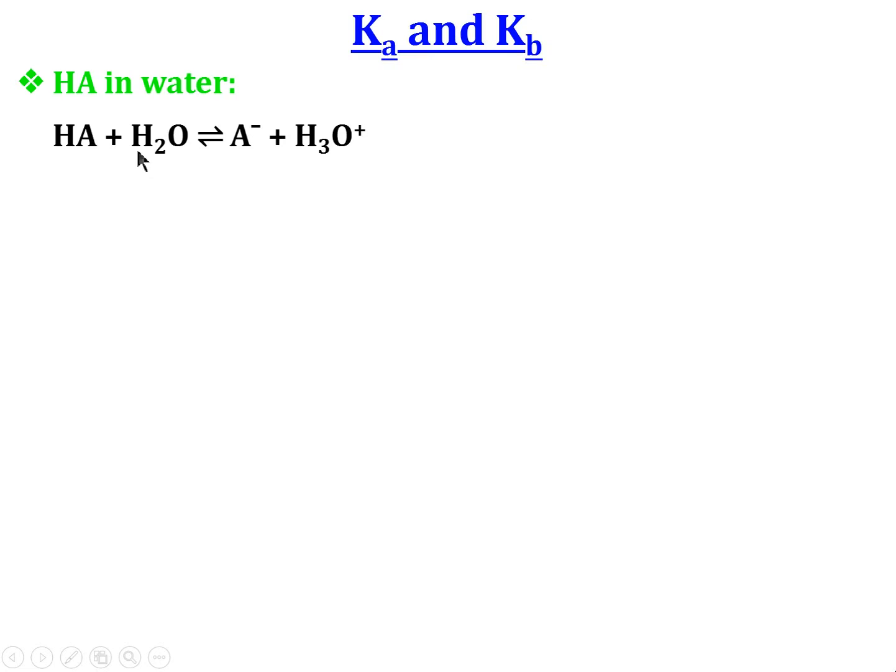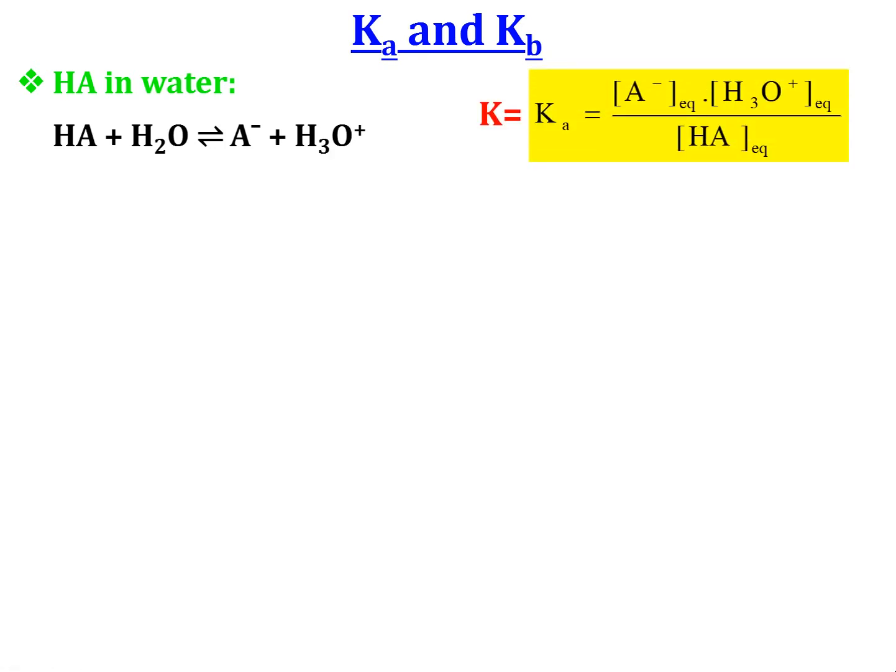Consider the decomposition of HA, a weak acid, in water. HA decomposes to A minus and H3O plus till the equilibrium. And the equilibrium is characterized by the equilibrium constant K, which is equal to the concentration of A minus at equilibrium times H3O plus at equilibrium divided by HA at equilibrium.